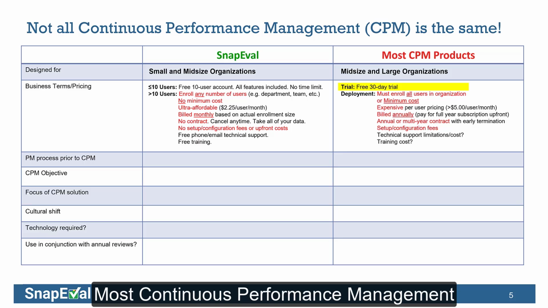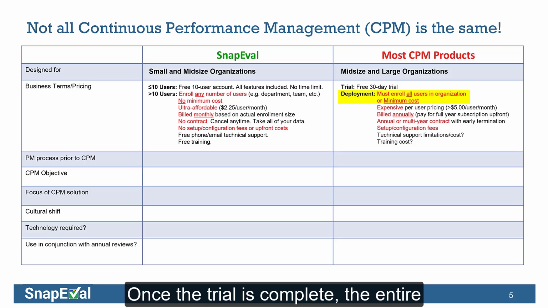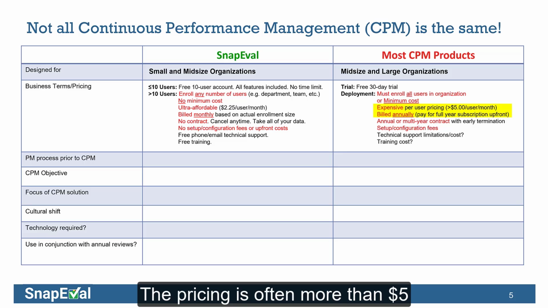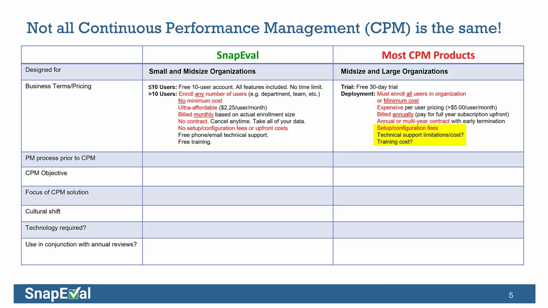Most continuous performance management products offer a free 30-day trial. Once the trial is complete, the entire organization must be enrolled, or there's a minimum cost, which is typically in the many thousands of dollars. The pricing is often more than $5 per user per month, and it's billed annually and must be paid for upfront. An annual or multi-year contract is required, and there are substantial fees for early termination. In addition, there are often setup or configuration fees.